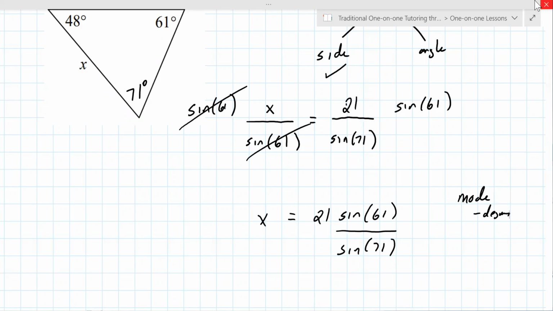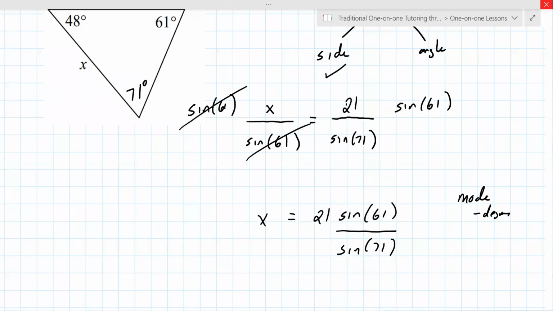Okay. If you have a calculator handy, could you calculate this value for us, please? Yes. Hold on. 21 sine 61. 18.36. And then, so I've got to divide.